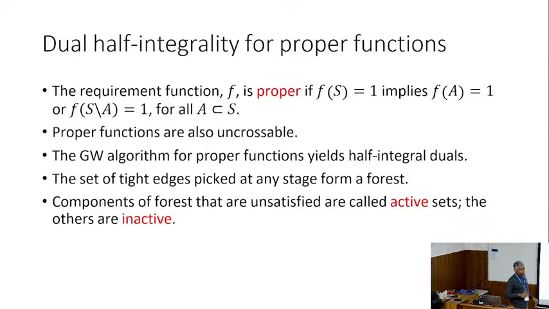So what is a proper function? A function is proper if a set is 1, then no matter how I break that set up, one of the sides is at least a 1. So proper functions are, if a function is proper, it's also an uncrossable function. And for proper functions, the Goemans-Williamson algorithm works, and it actually gives half integral duals.